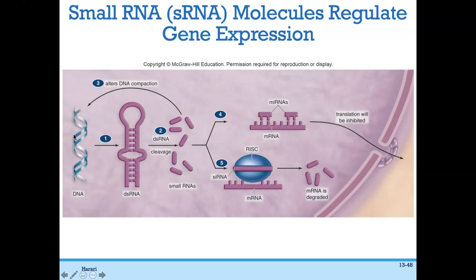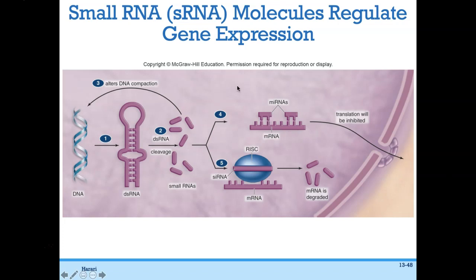So certain parts of the genome don't encode for proteins. They encode for double-stranded RNAs that get cleaved into small pieces. And these small pieces of RNA can actually influence DNA compaction. So they can influence epigenetics and the chromatin structure. These small pieces of RNA can also associate directly with mRNA transcripts. So small pieces of microRNAs, miRNAs, can bind to the mRNA transcripts, inhibiting translation.